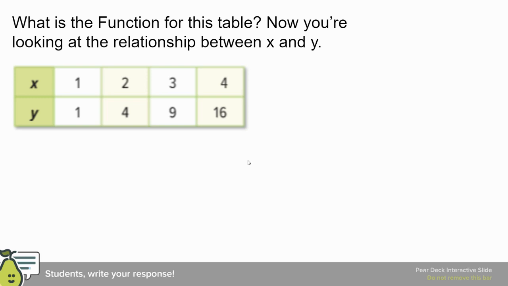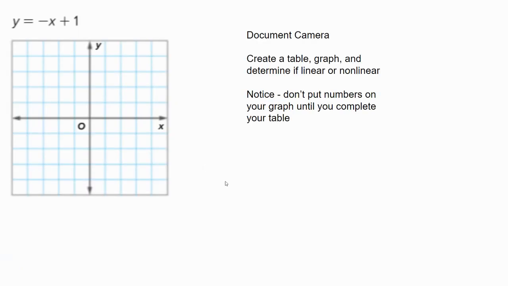Okay, pause it. You're back. There's f of x equals x squared. 1 squared is 1, 2 squared is 4, 3 squared is 9, and 4 squared is 16. You're going to see this table quite often, especially early on in this idea of functions.